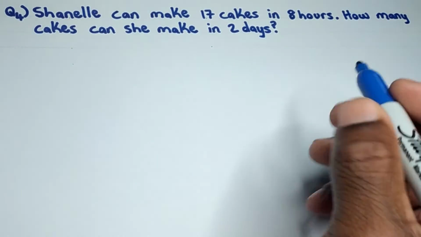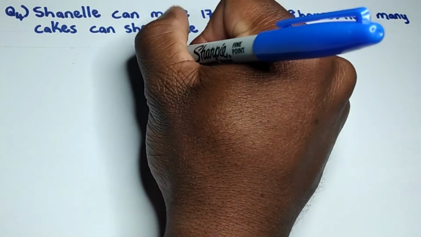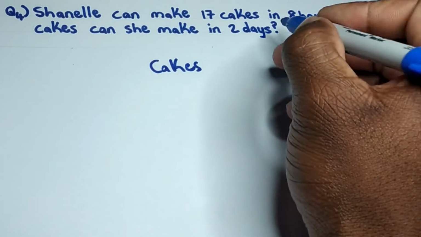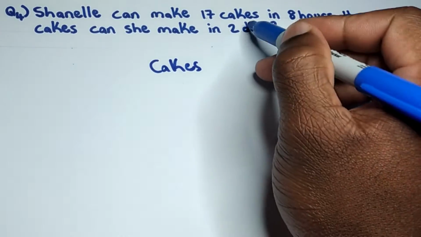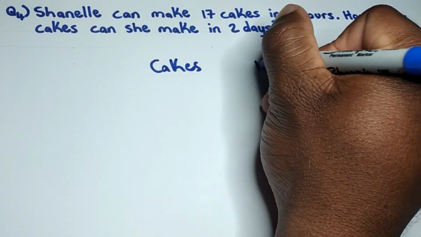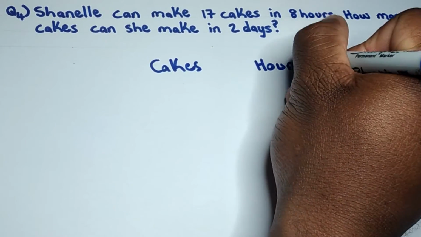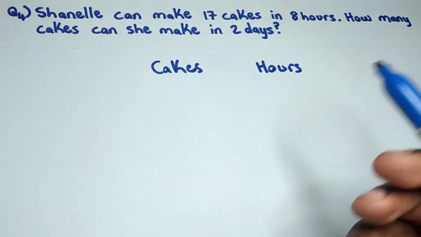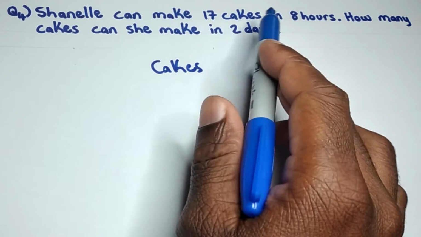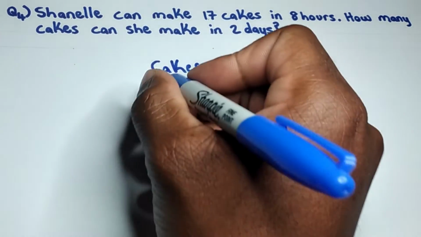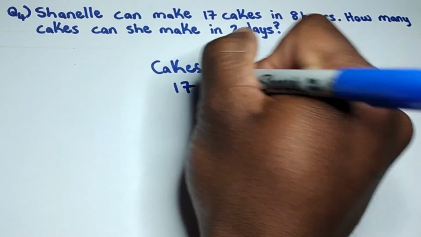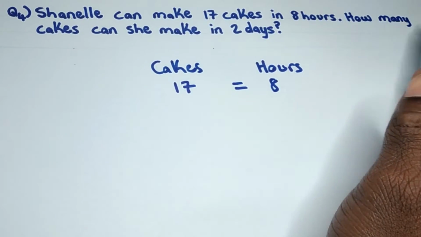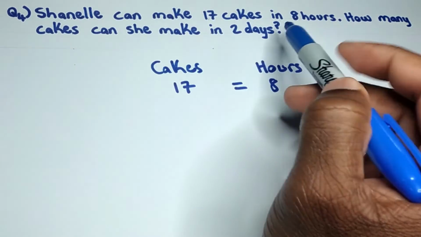Of course, the two variables here would have been cakes and time. I'm going to choose whether I want to use the hours or days. In this case, I'm going to use the hours. Of course, you could have used days as well, but I just think this will look a lot better if we use the hours. So Chanel can make 17 cakes in 8 hours. Then they ask us how many cakes she can make in 2 days.